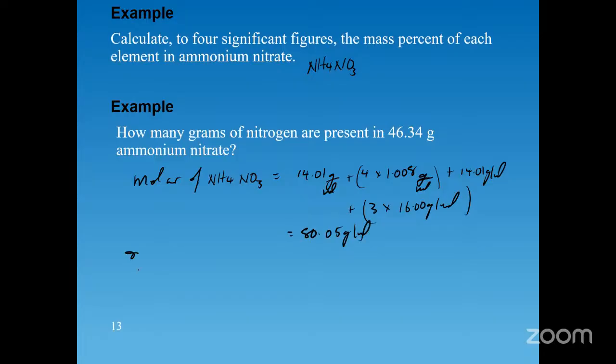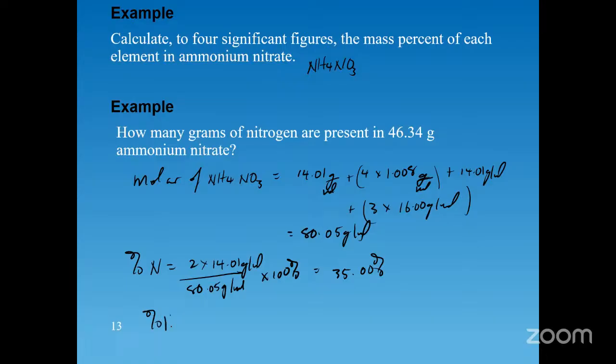All right. So to find the percentage of nitrogen, that would be 2 times 14.01 grams per mole divided by 80.05 grams per mole times 100%. Right? So 2 times 14.01 divided by 80.05 times 100. So according to my calculation, this works out to be 35.00%.